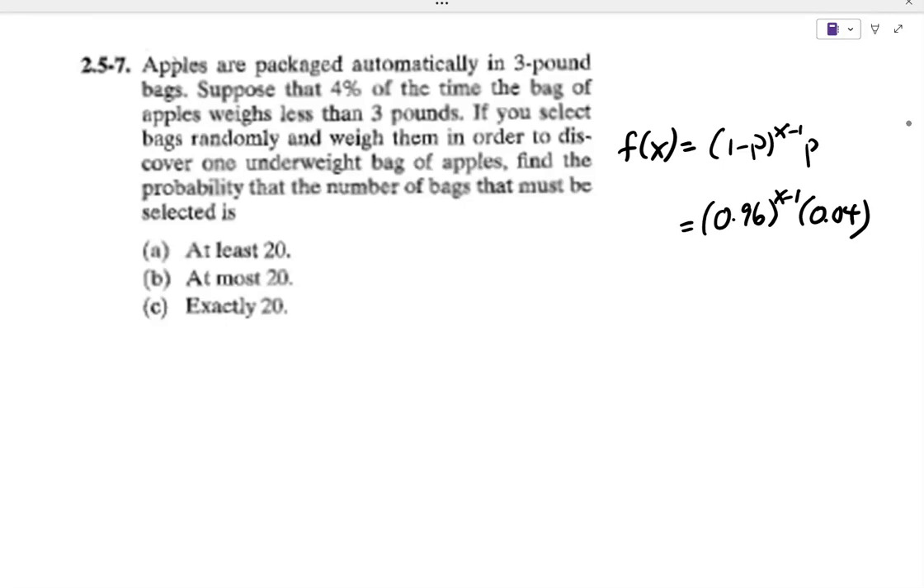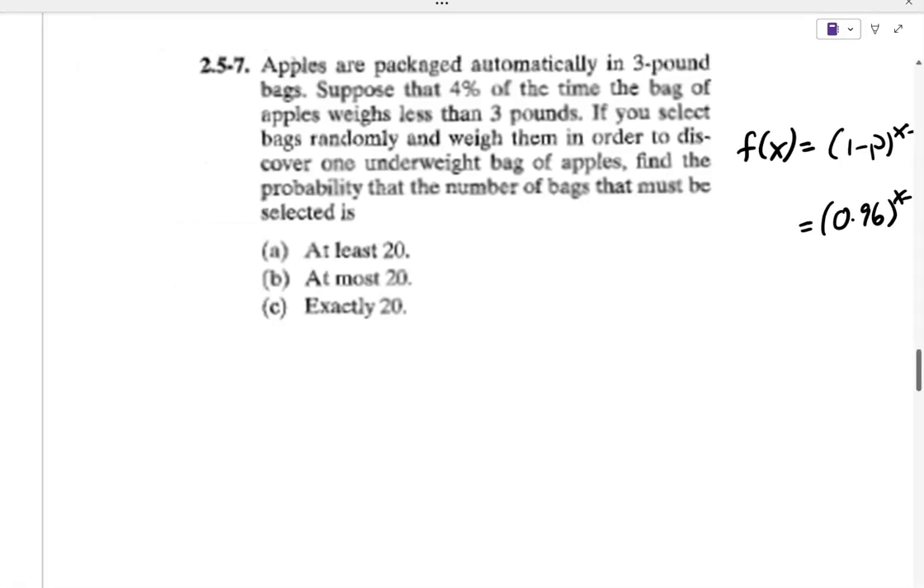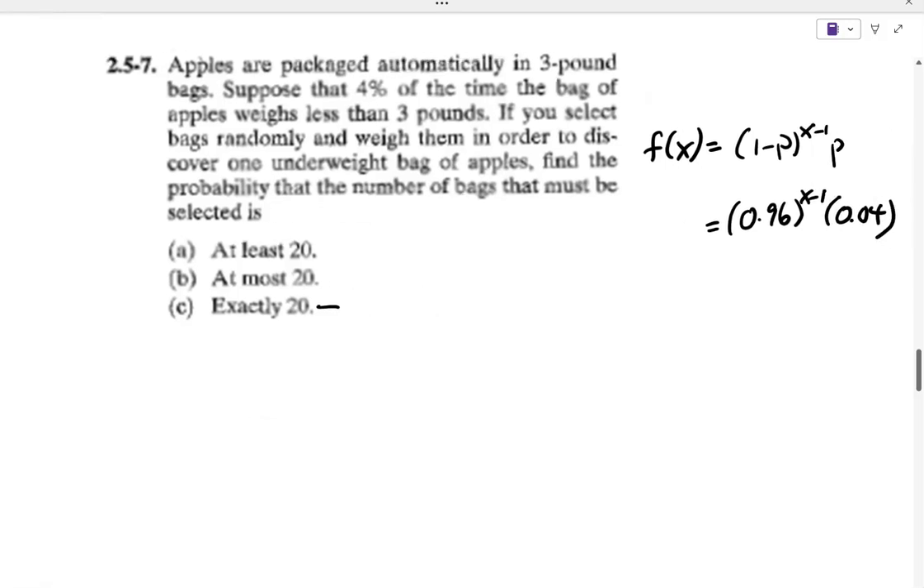Of the 3 questions after the problem, which one is a PMF question directly, A, B, or C? C, good. C is a PMF question directly, right? Because this is exactly 20, which is what the PMF gives us. So for part C, this will just be whatever f of 20 is.